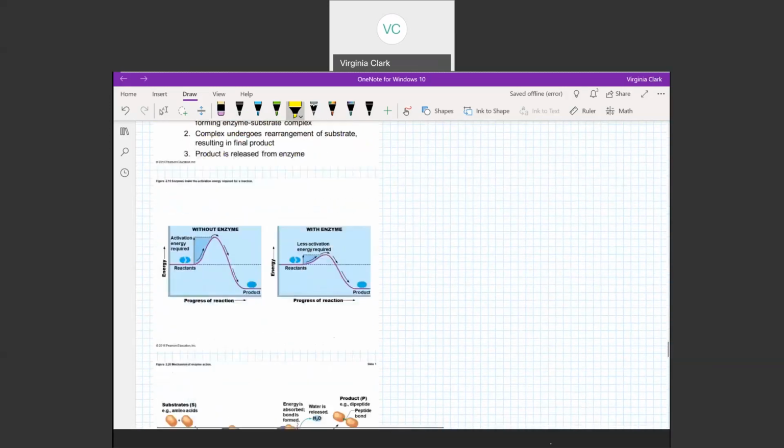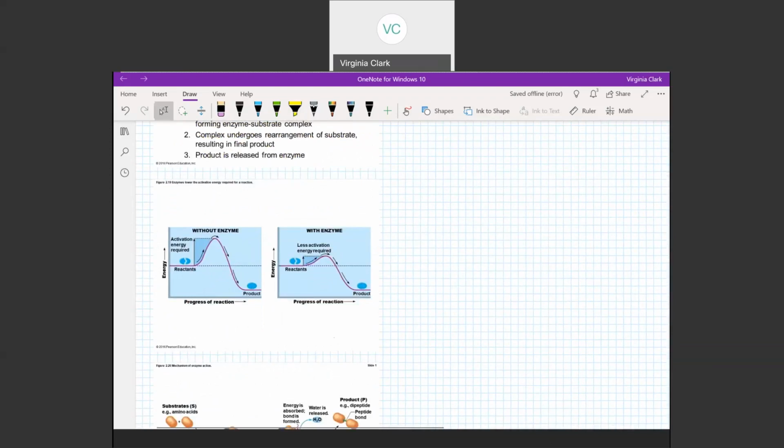So here's a couple drawings that really show this. So here is without an enzyme. It's the first graph. You redraw that line. Without an enzyme, your energy is going to be high up here and low down here. And on the x-axis, it'll just be time, start to finish. It just happens.